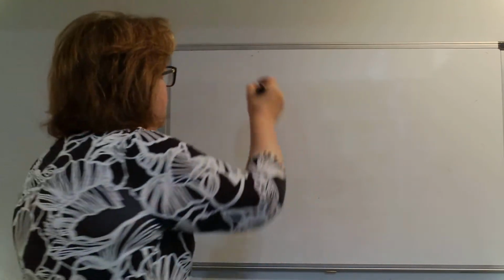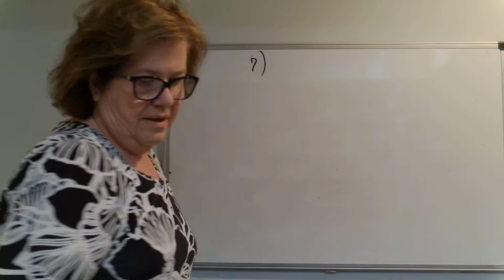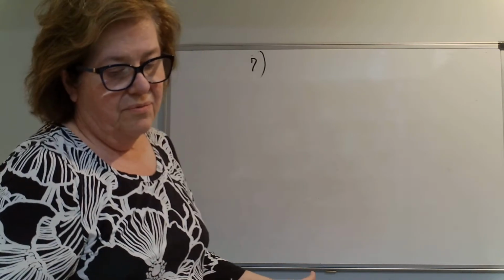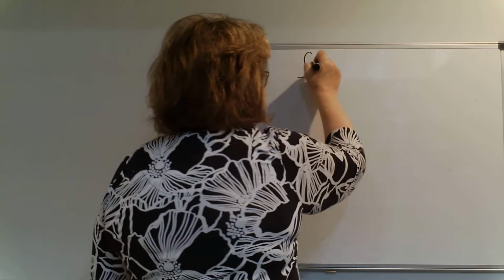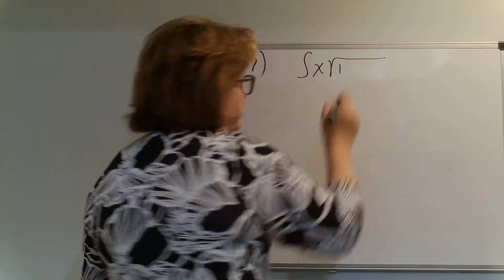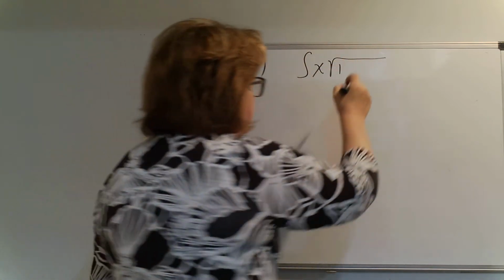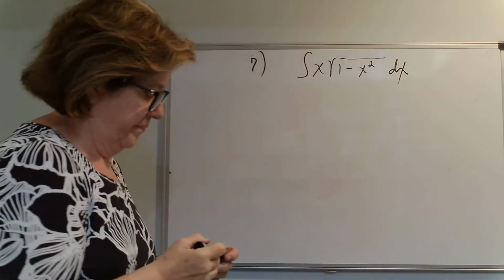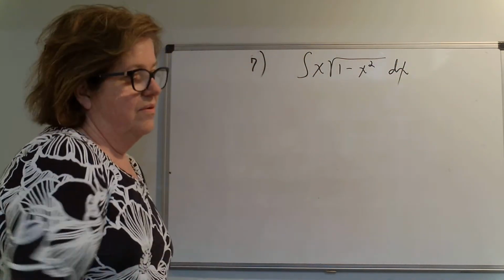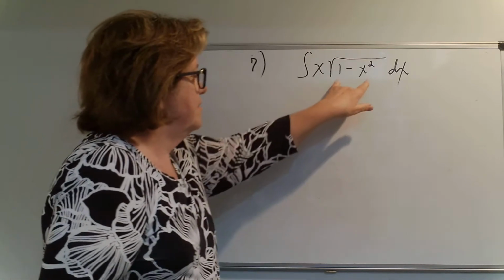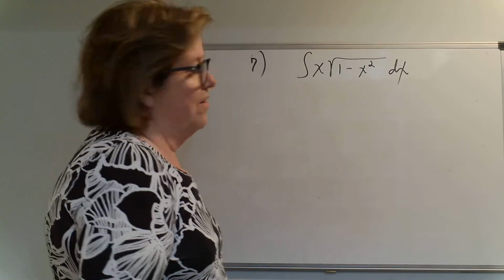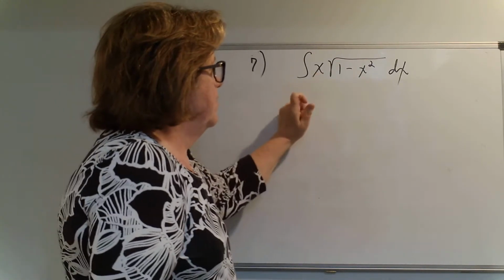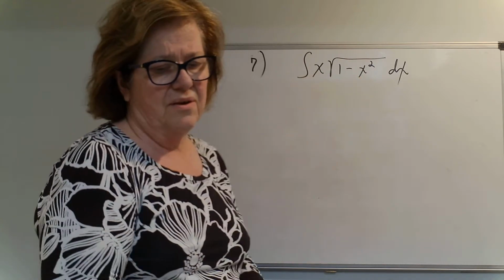So, number 7, chapter 4.5. It's asking for an indefinite integral. Our first clue is that, if this is going to work at all, the outside stuff has to be the derivative of the inside stuff in some way.